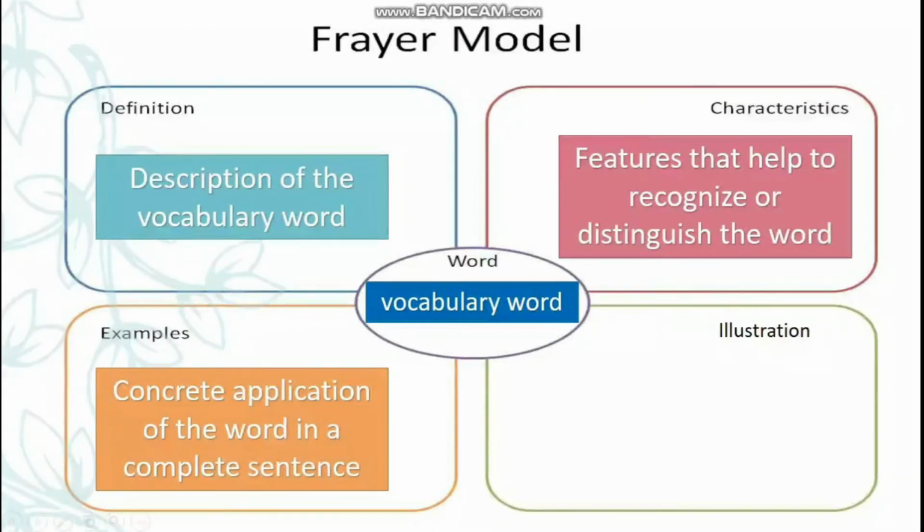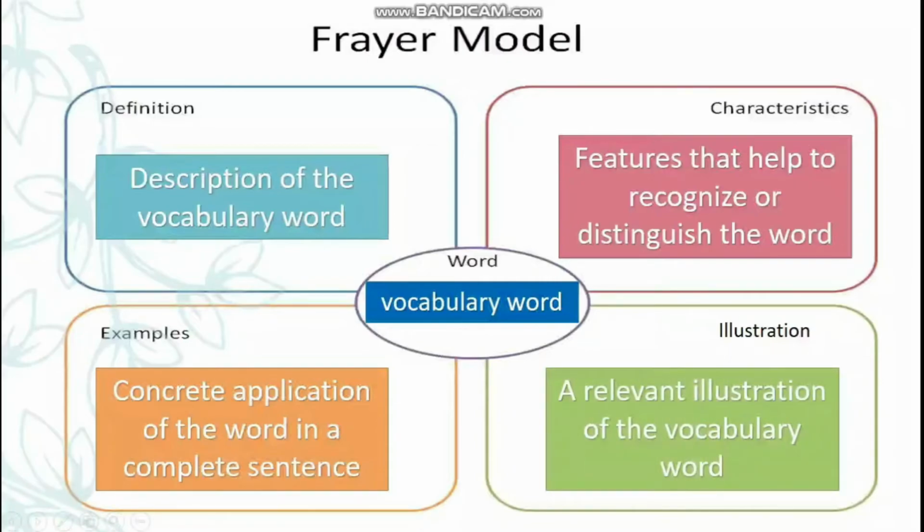Now guys, I have the most beautiful part in the middle, which is actually the vocab words, and I have the illustration part, which is the green part in the Frayer, and here you're supposed to have a relevant illustration of the vocab word. You have to draw a simple drawing or a picture that you can find online to be added in the illustration part. So for the Frayer model, I need to have a definition, characteristics, example, illustration, all around the vocab word in the middle. So this is basically about the Frayer.